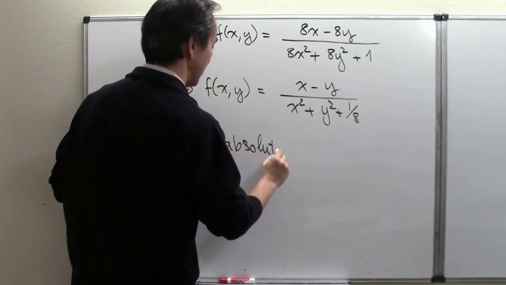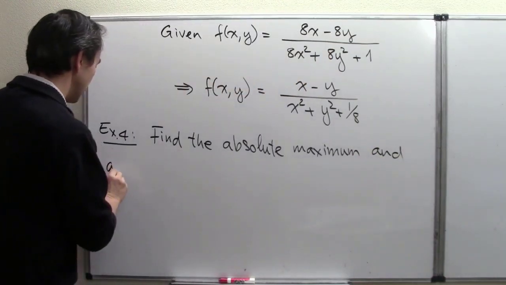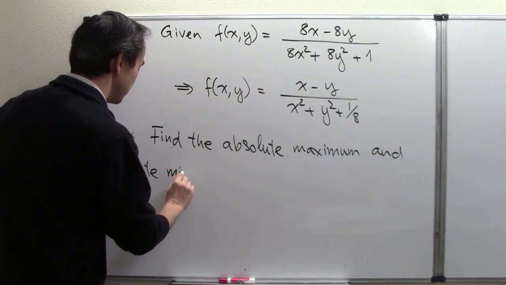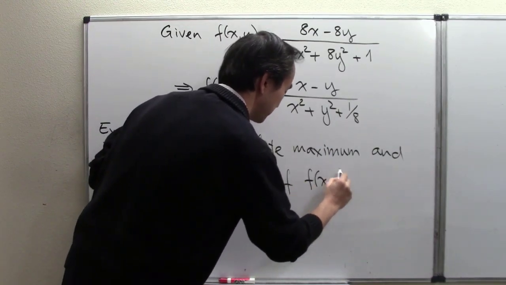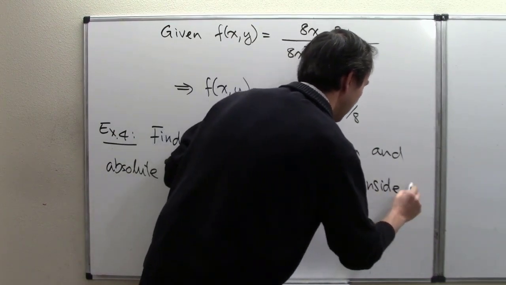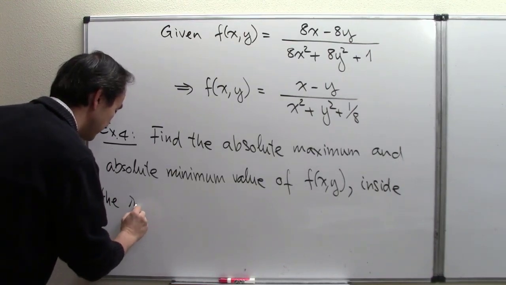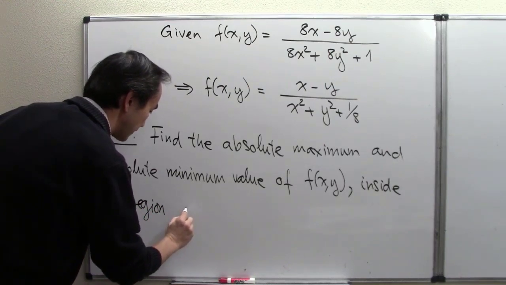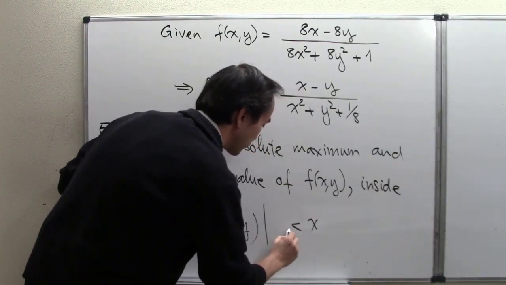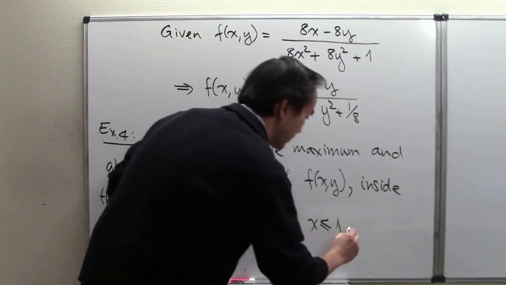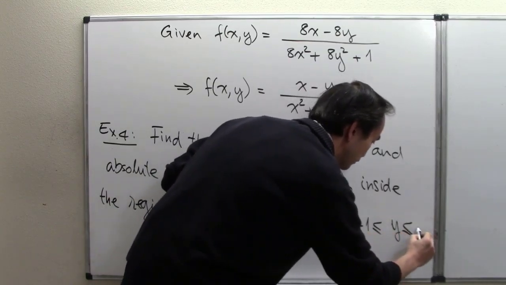absolute maximum and absolute minimum value of the function f of x comma y, but inside the region G equals all points x comma y satisfying that x is greater than or equal to -1 and less than or equal to 1, and y is the same, greater than or equal to -1 and less than or equal to 1.